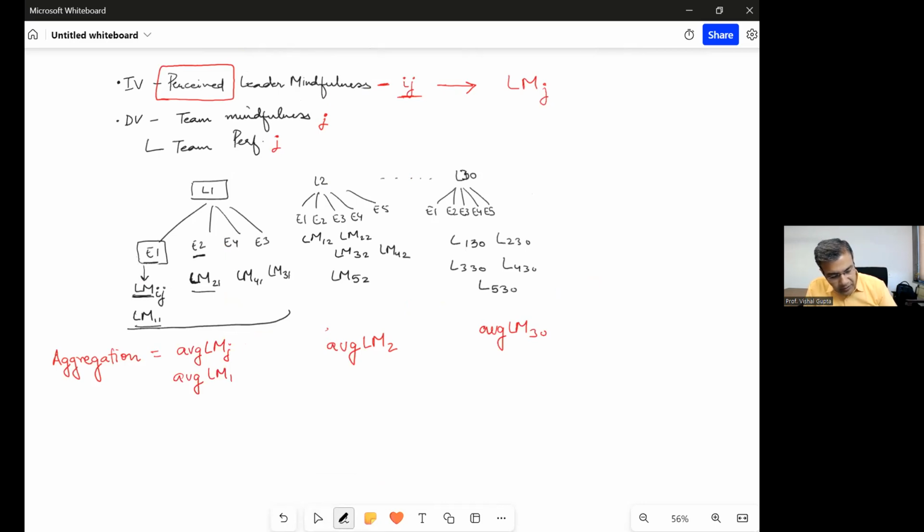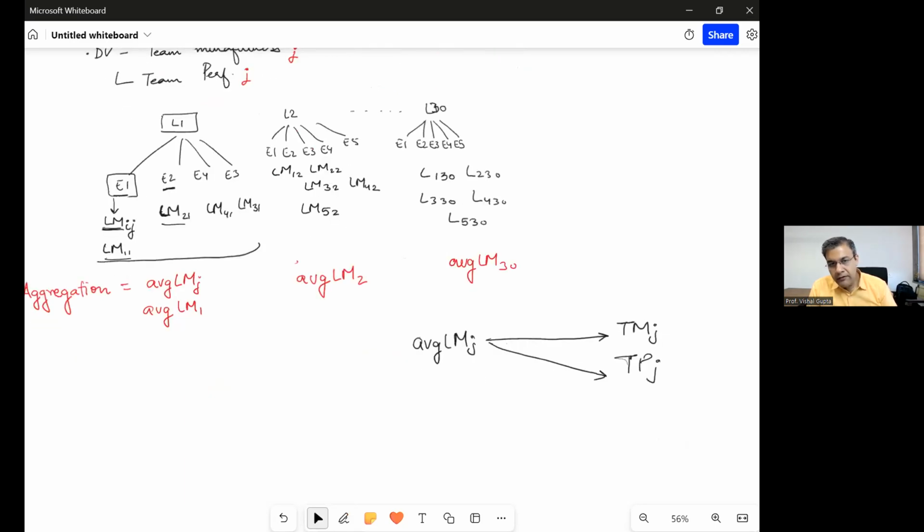So I wanted to understand team mindfulness J, and I wanted to understand team performance J. These are my DVs. What is my antecedent? The antecedent now is my AVG LMJ, and I want to test whether this has an impact on team mindfulness and team performance, and this is all modeled at level 2. This is L2. What is at L1?